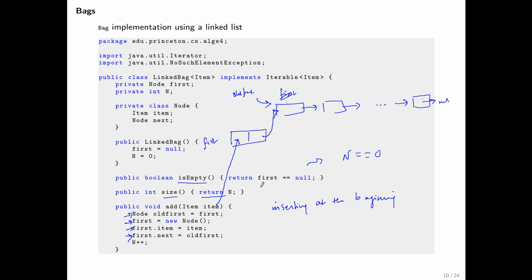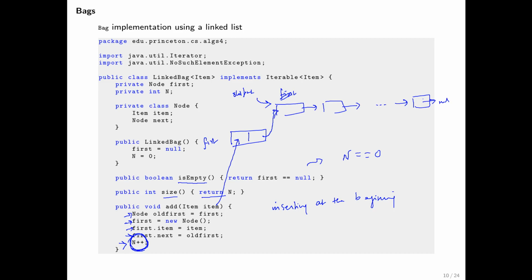Okay. So what do we have now? We have a linked list where we have created a new node at the head whose item is the item that was given as an argument, and whose next is the old linked list, right? And since we insert an item into the linked list or into the bag, we have to increment n by 1, so that n always reflects the number of items in the linked list or the bag. Okay, so that's how we implement add.